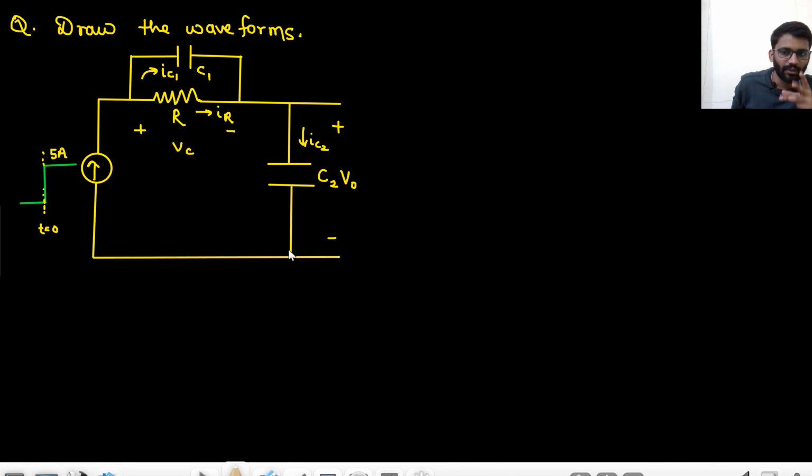You need to draw the V0 waveform, IC2 waveform, IC1 waveform, and IR waveform. First, try thinking about the current. If you think about the current, you will be able to draw the VC, V0, IC, IR, and IC2 waveforms.